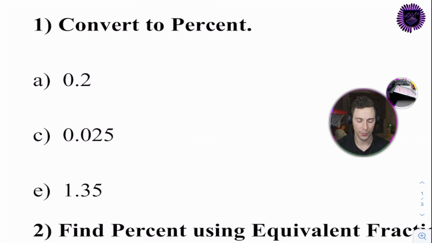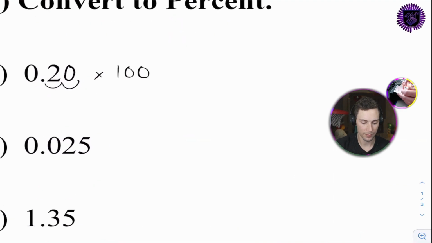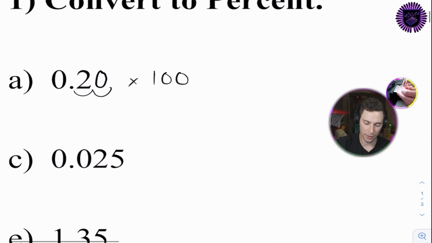So we've got 5 questions, 5 different things we're working on, and a bunch of questions. The first one's not too hard. Convert to percent. You should know to convert these decimals to percent, you have to multiply by 100. I'm going to put a placeholder here because when I multiply this by 100, I'm going to have to move my decimal over 2 spaces. And this is going to give me 20%.